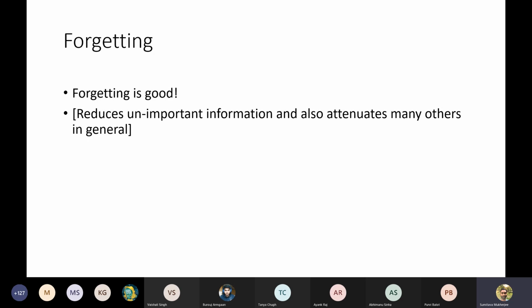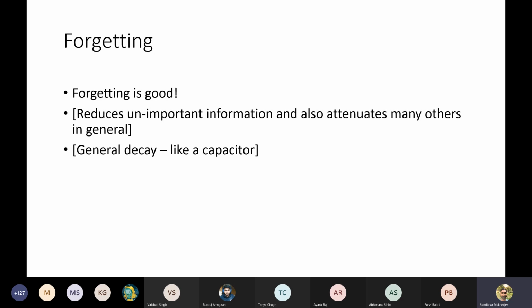So first and foremost, forgetting is good, and most of the things that happen to us naturally are actually good. Otherwise, it would stop happening. I mean, this is an evolutionary story: whatever has worked out is what has stayed, right? So forgetting is something that has been helpful. So probably that's why it's there, because it reduces less important information and attenuates many other kinds of information in general. Now, why do we forget?